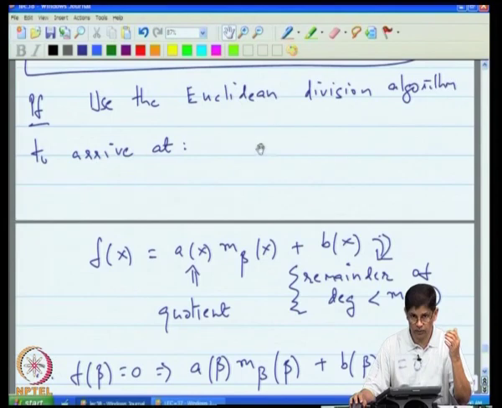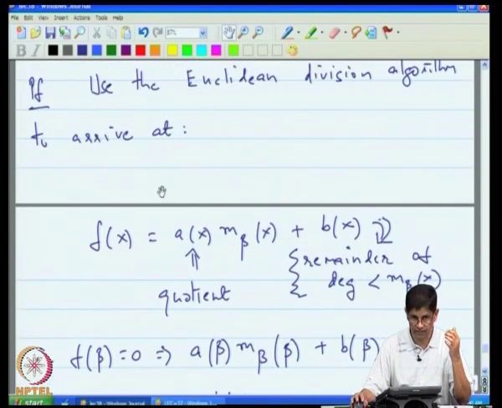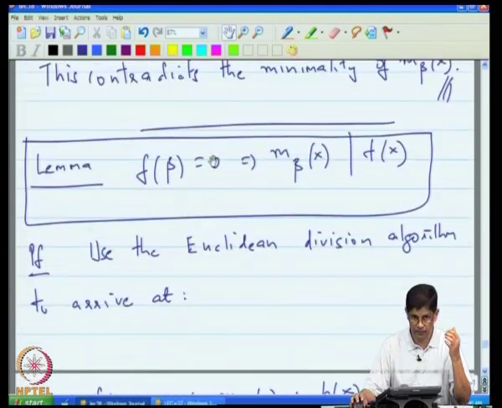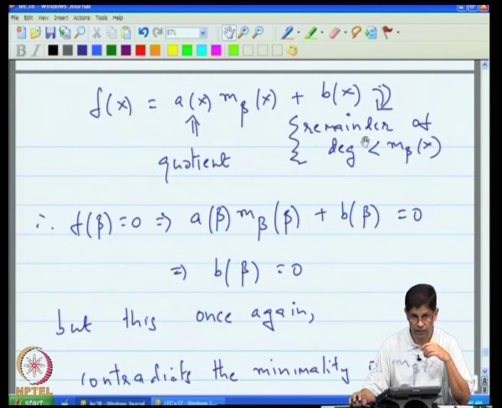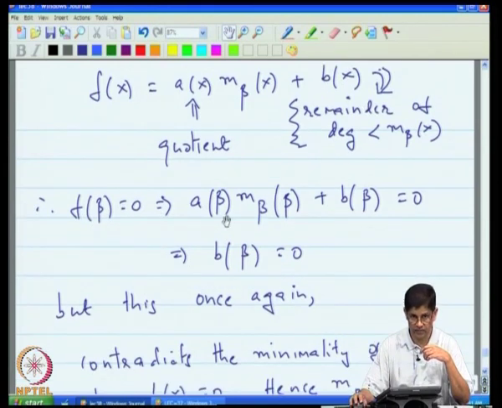So, basically you use the Euclidean division algorithm. So, you take this f of x of which beta is supposedly a 0. So, that is the hypothesis of the lemma. Then you use the Euclidean division algorithm, divide it by m beta to get a remainder. So, f of x is a of x times m beta of x plus b of x. Now, a of x here is the quotient and b of x is the remainder. You know that f beta is 0, which means that a beta m beta beta plus b beta is 0. But since this is the minimum polynomial of beta, we know that m beta of beta is 0. So, this can only happen if b beta is 0.